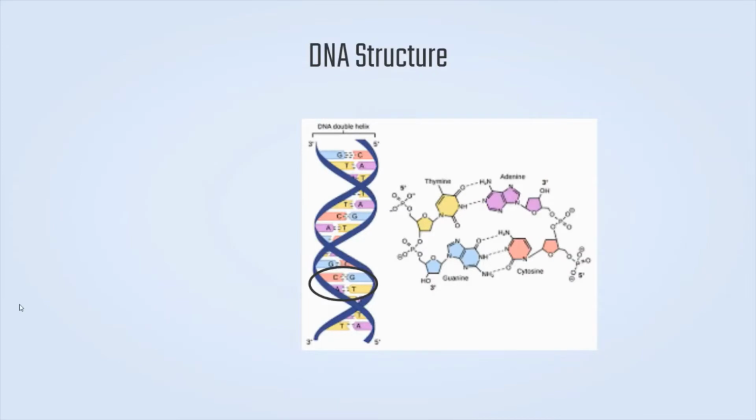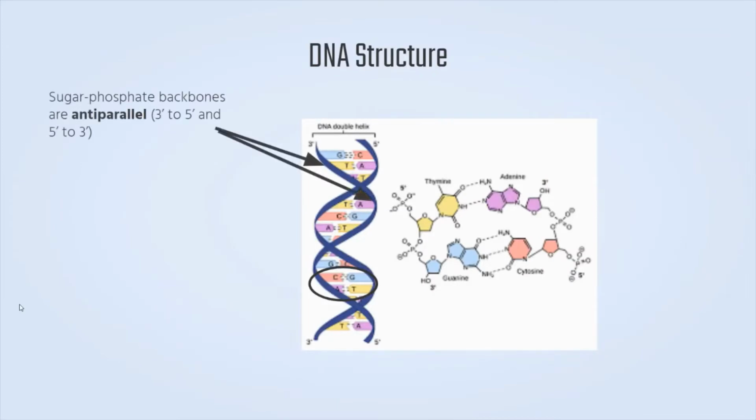So this is the structure of DNA. First, you can see that it has a double helix structure, and the main lines here are sugar phosphate backbones, and they are anti-parallel. So this one on the left side will go from 3' to 5', whereas the one on the right side will go from 5' to 3'.